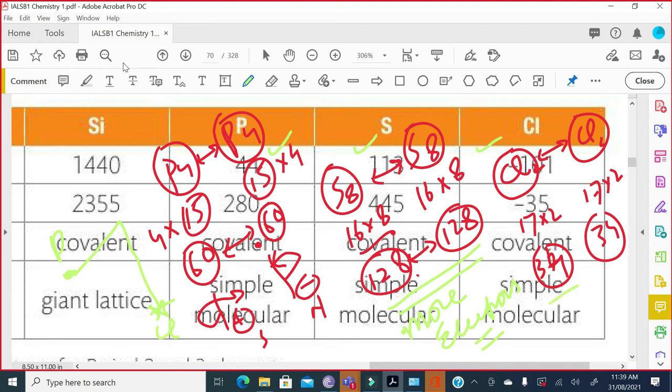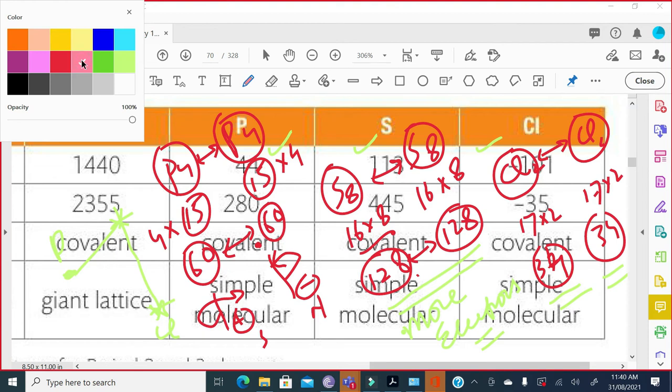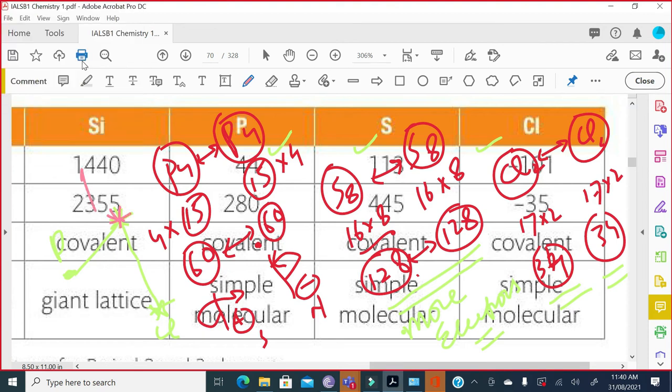Why is chlorine going lower than phosphorus? Because you can see the number of electrons present in front of you. 34 and 34 force of attraction is less as compared to 60 and 60. And sulfur is of no comparison because it's already having a high number of electrons as compared to both of them. That's why sulfur stands here. Clear?